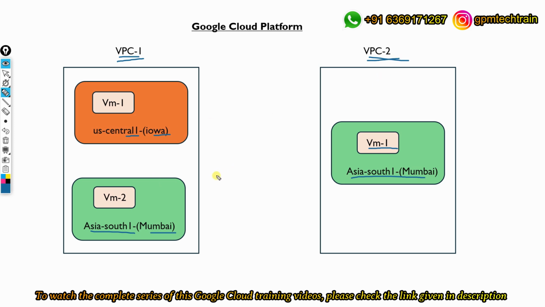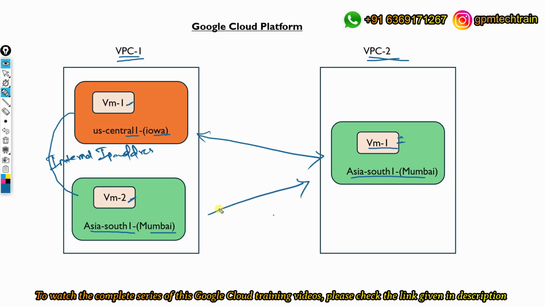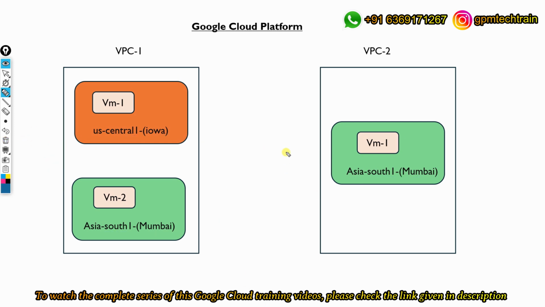So the communication will never happen using the internal IP addresses. Earlier, when communication was between VMs in the same VPC, it used internal IP addresses. But here, this is VPC1 and VPC2. If VM2 wants to connect with VM1, or VM1 with VM2, this communication will never use the internal IP, because they belong to two different VPCs. Of course we can establish communication between these VMs, but we cannot do it using the internal IP.